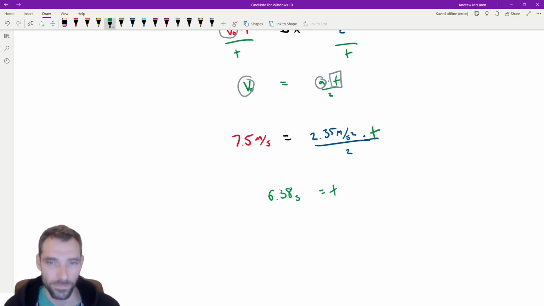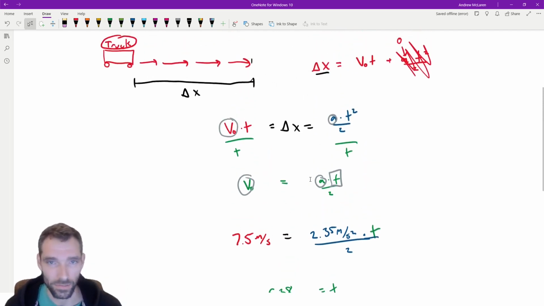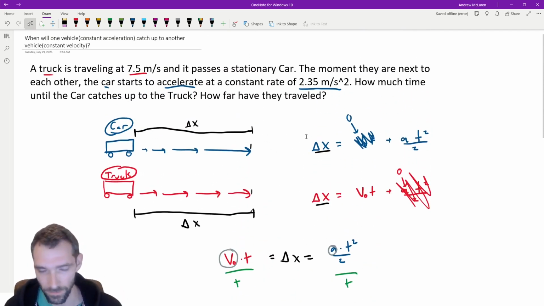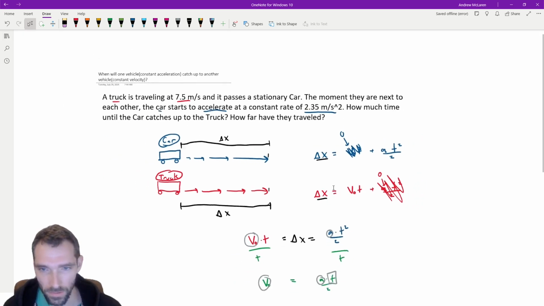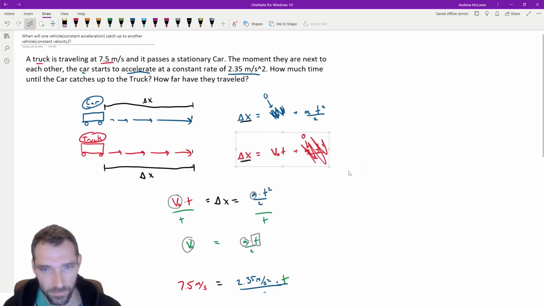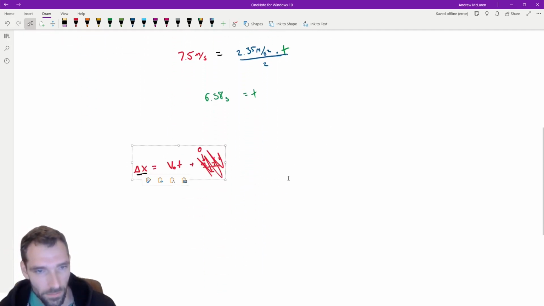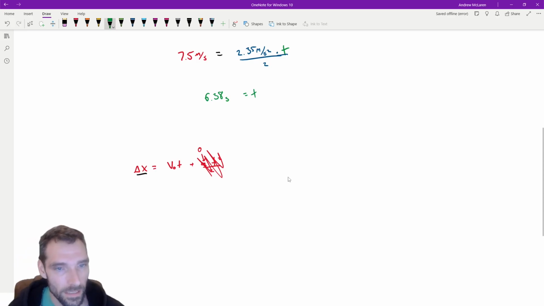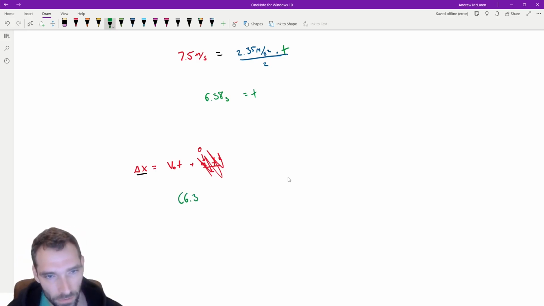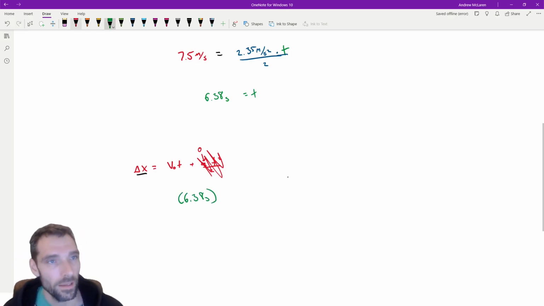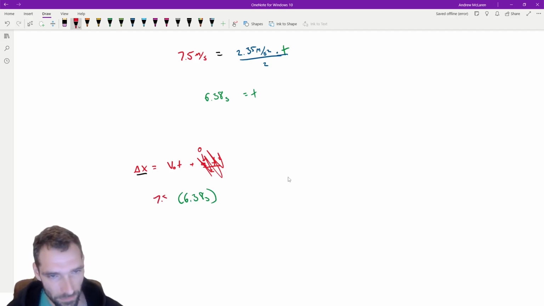right there, which means we should be able to now plug that back in into these earlier equations and figure out how far it's gone. So if we take our truck's equation right here, and we think about that now at that given amount of time, at 6.38 seconds, and it was traveling at, I believe it was 7.5 meters per second.